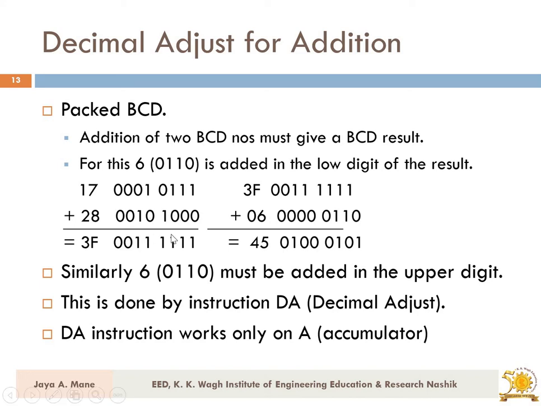So when we perform this addition, you can see that the result is 3F, but this is not in binary coded decimal, because here 3 is between 0 to 9, but F is not between 0 to 9. So that means it is not in binary coded decimal. But we want the result also to be in binary coded decimal. So at that time we have to adjust the lower nibble, that is your F. F is not binary coded decimal. So we have to adjust this number.